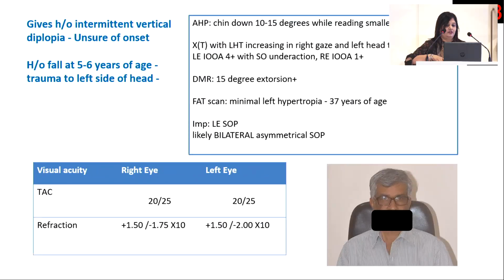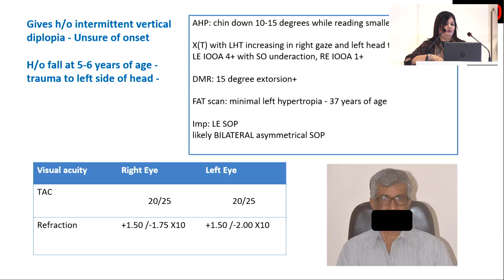And when I say it's not always easy, there is this other gentleman who gives a history of intermittent vertical diplopia. He's unsure of when it started. He's in his early 60s, and he says he probably had a fall at the age of 5-6 years, and maybe that's when it started, but it's all really very vague. He has a small abnormal head posture. He has a left hypertropia, which increases in right gaze and left head tilt, though I would assume there would be some spread of comitance.